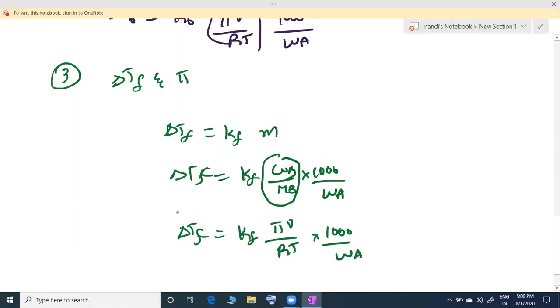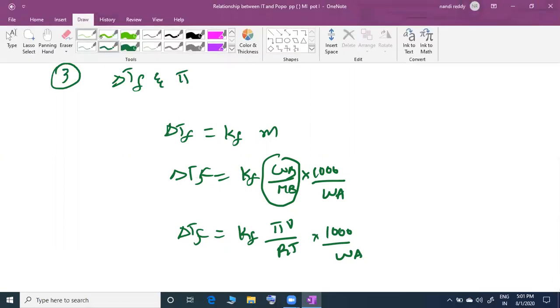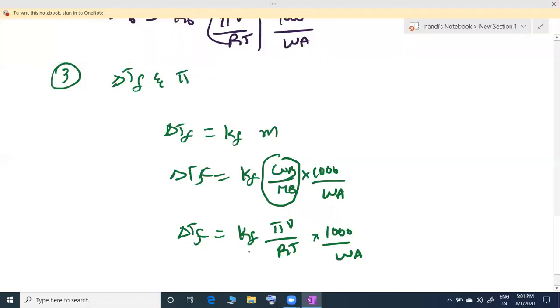These are the relations between delta TF and pi, delta TB and pi, and relative lowering of vapor pressure. These are for ideal cases. If you want, you may mention the van't Hoff factor for every formula. Like this, you may keep the van't Hoff factor for all formulas.